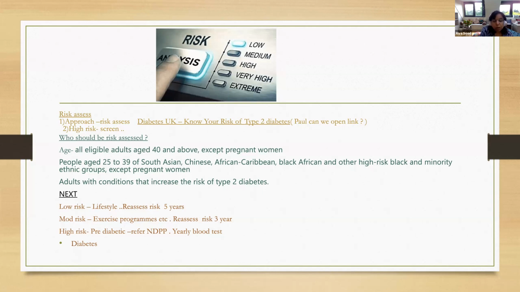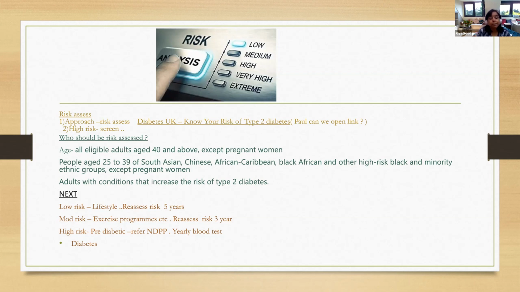And actually, what do you do once you've got a high-risk patient who you screened? What would happen is they either come back saying that they are pre-diabetic, in which case you refer them for pre-diabetes NDPP, the National Diabetes Prevention Program, and every year they have a diabetes blood test. Or you get the results back and they're diabetic, in which case they go into the relevant pathway. Or they come back at moderate risk. That means you signpost them to exercise programs, lifestyle, etc. NICE is saying reassess them at 3 years. If they're at low risk, reassess them at 5 years.